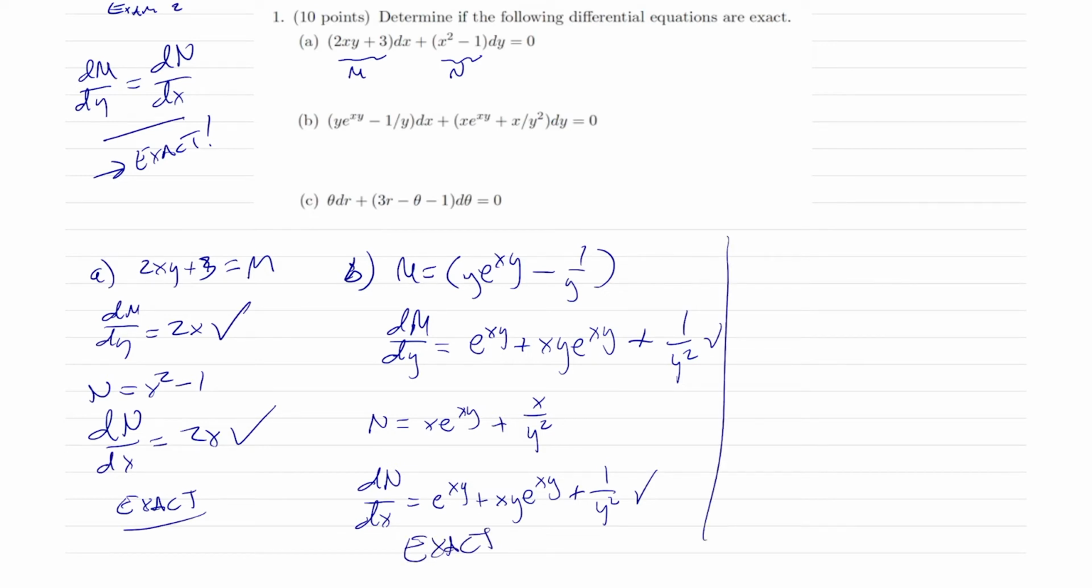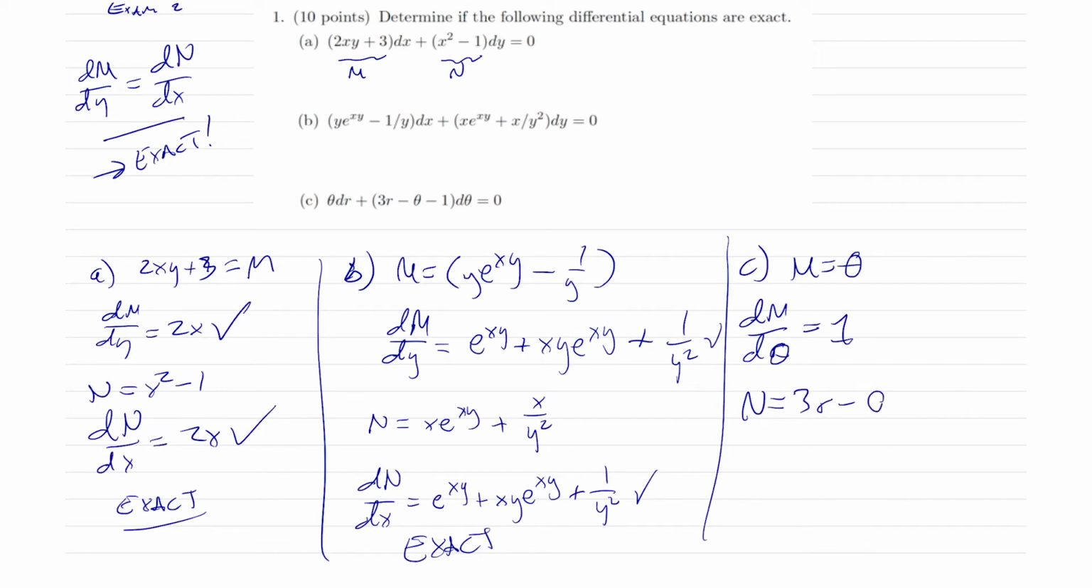All right, last one, C. C gives us M is equal to theta, and now we take dM d theta here, and that gives me 1, because if it's attached here, that means you take the derivative with respect to the other variable. Now N is equal to 3r minus theta minus 1. Then dN by dr is equal to 3. And so this is not exact, because 3 isn't 1.